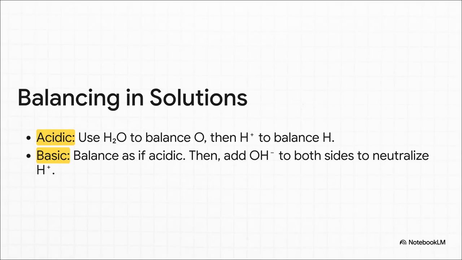Here's the cheat sheet. If you're in a basic solution, you start by doing everything we just did. Seriously, just pretend it's an acid. Then, at the very end, you look at how many H+ ions you have. For every single one, you add one hydroxide ion, that's OH-, to both sides of the equation. The H+ and the OH- will combine to make water, and then you can just tidy everything up. It's this one last clever step.